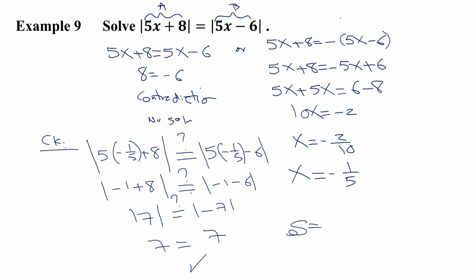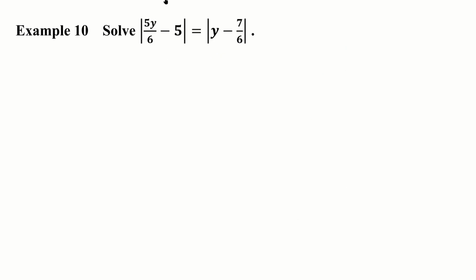So we can confidently write S equals negative 1/5, like so. Okay? And that's all there is to it. So just be careful, follow the rule, make sure that you check your answer. All right. So another one of those scenarios, right? Again, think of this expression as A, this one as B. So either A equals B or A equals the opposite of B.